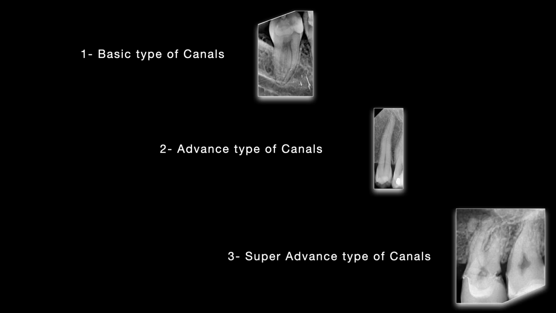In the third type, which is super advanced, so we can say we have simple, moderate, difficult, but here we name them basic, advanced, and super advanced. So the super advanced is the complex type, really. Mostly in old age, the canal cannot be seen in the radiograph, or sometimes we can see it only in the coronal part.